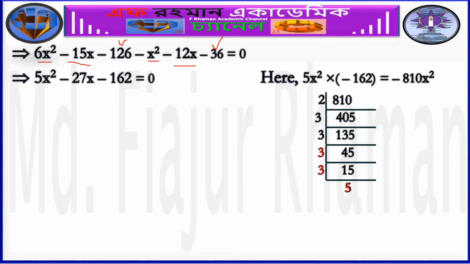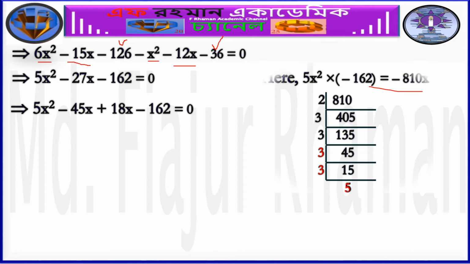Product of the first 3 factors is 18 and the product of the last 3 factors is 45. Minus 45 plus 18 is equal to minus 27. That's why we can write 5x squared minus 45x plus 18x minus 162 is equal to 0. Taking 5x common from the first and second term and plus 18 common from the third and fourth term.